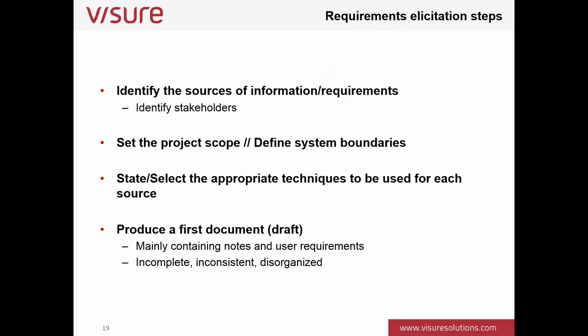Of course, they're going to be incomplete, they're going to be inconsistent, they're going to be disorganized, but we have to start somewhere. Okay, so that is going to be our first draft for a future requirements document. But take into account that it's going to be really messy, but that's the way it is. After that, we will be analyzing those and start getting something more formal. But the first draft is going to be a nightmare.